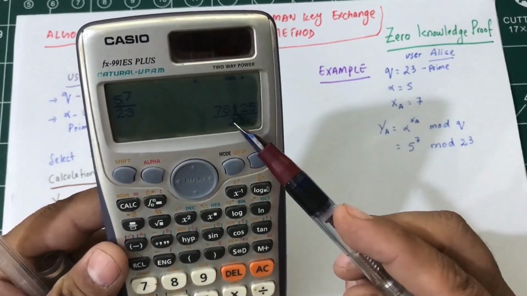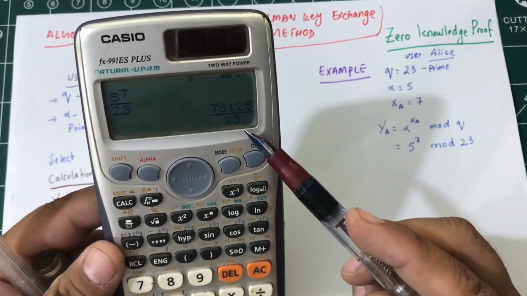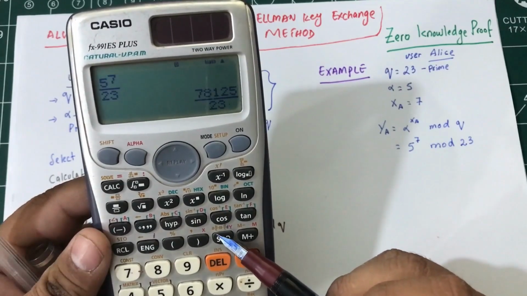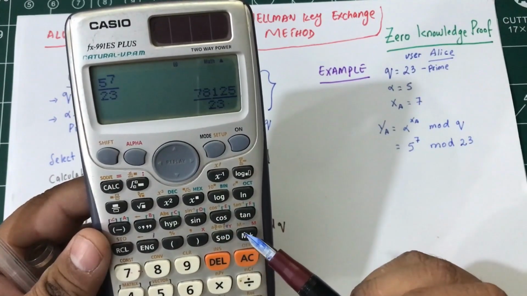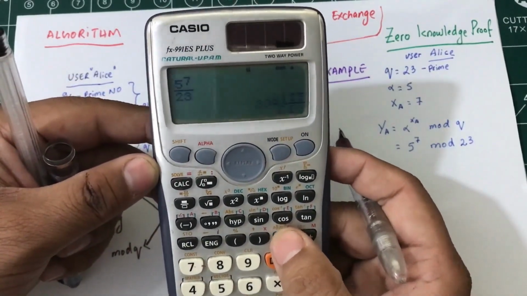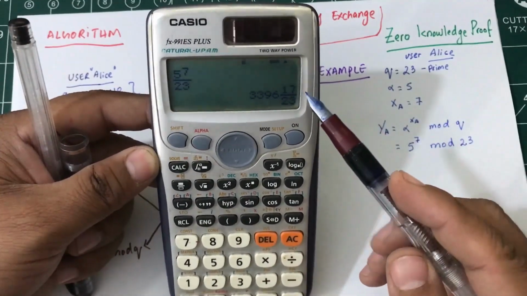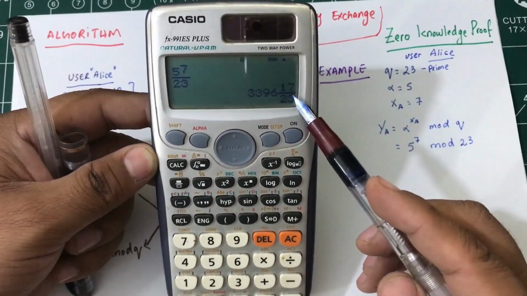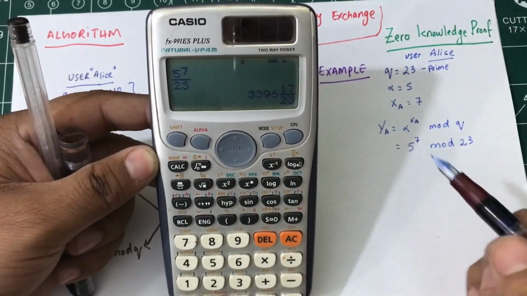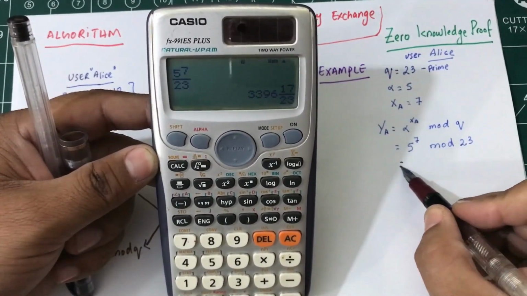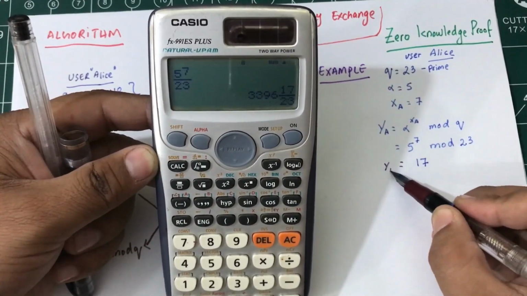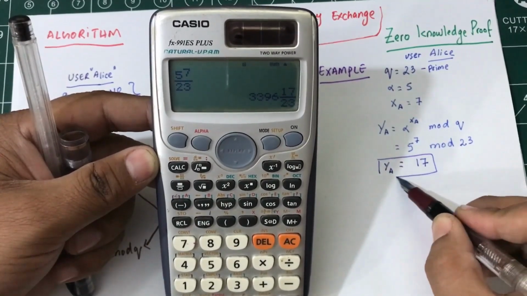I get an answer in a fraction, 78,125 divided by 23. Above the S to D button, there's a symbol for improper and proper fraction. I want it in a proper fraction, so I press Shift and click on this button. I get it in a proper fraction, and the numerator part is 17. That 17 is my remainder, because in mod we are only interested in the remainder. So my y of A is 17.